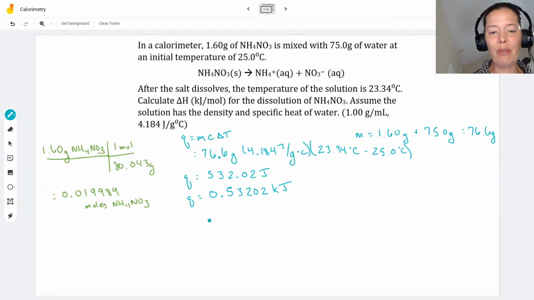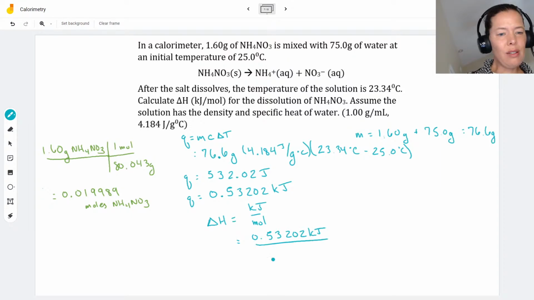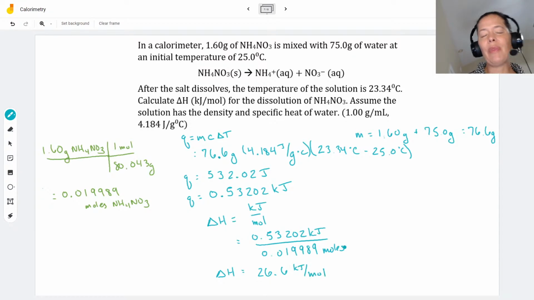All right, so now I'm ready for my delta H. I am going to do my kilojoules divided by my moles. So that is going to be my 0.53202 kilojoules divided by my 0.019989 moles. And that gives me a change of enthalpy of 26.6 kilojoules per mole. And again, I just kind of ignore my sign conventions until the very end.